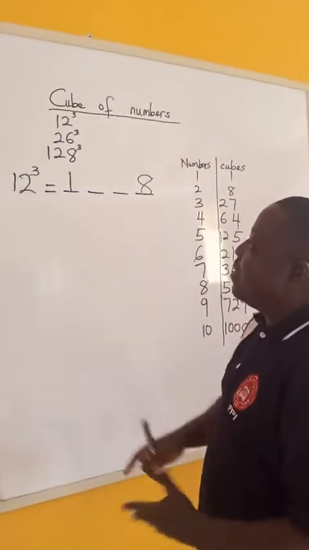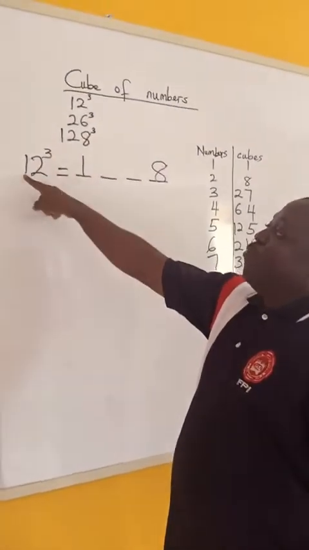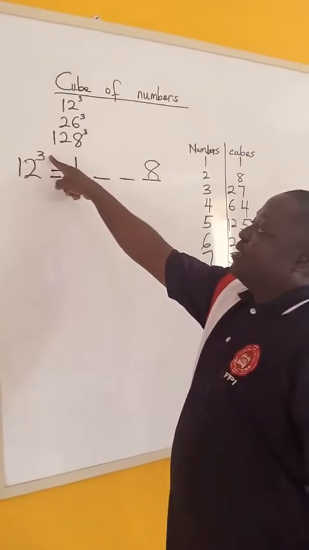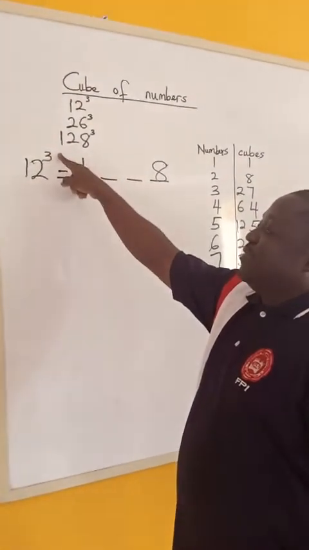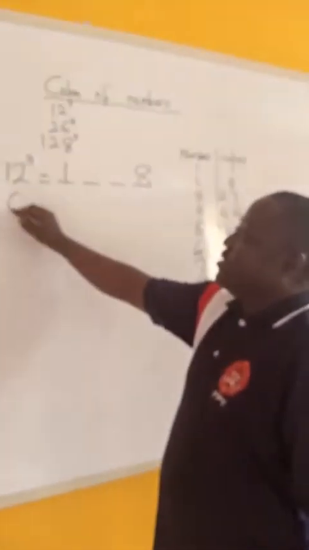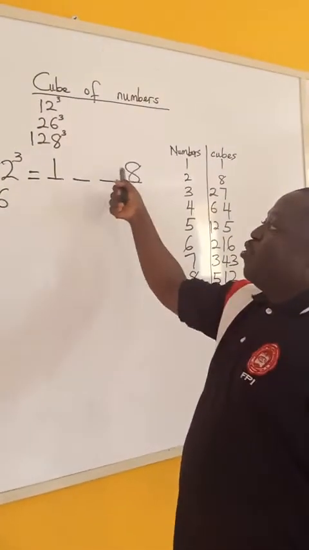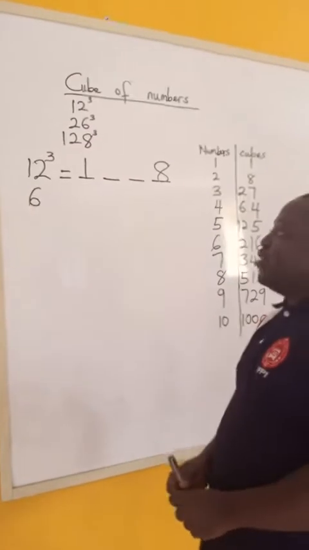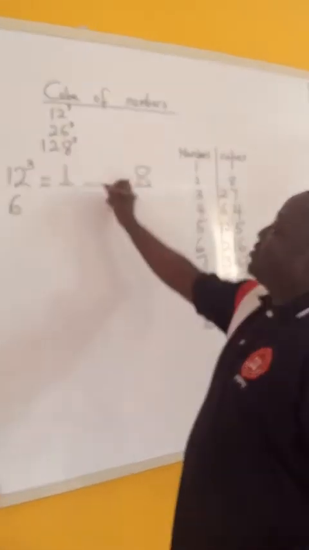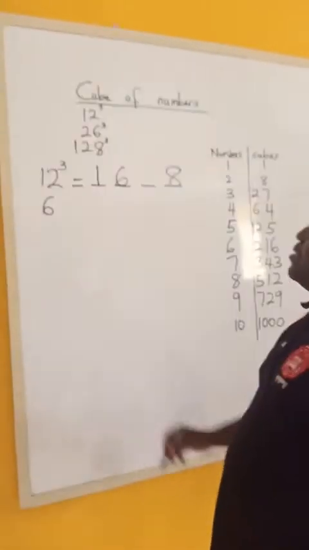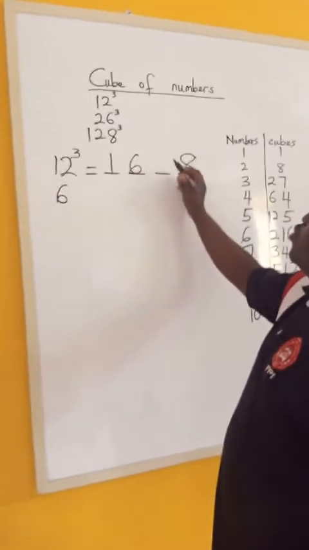Then the next step now is to multiply these 3 numbers. 1 times 2 times 3. 1 times 2, 2. Then 2 times 3, 6. Let's write the 6 here. With this 6, we are going to fill these 2 other spaces. How do we do it? 6 times 1, that will give us 6. We are writing it here. Then 6 times 2, that will give us 12.